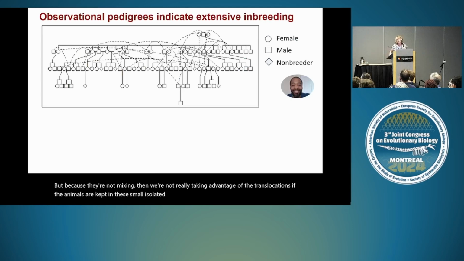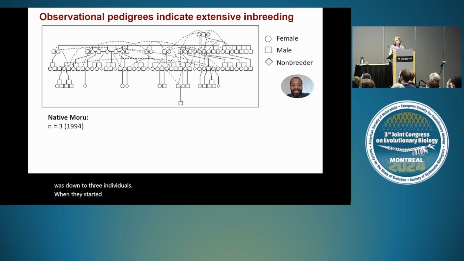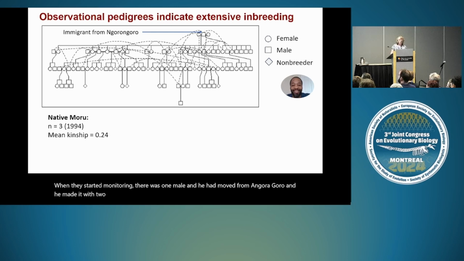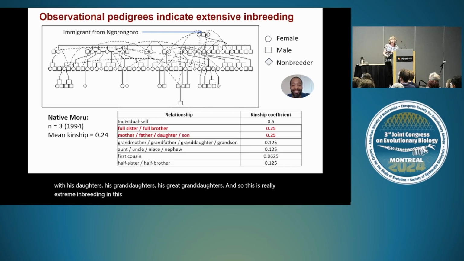The other thing we know about the consequences of this, so this is a population in Moru. This is a native population. It was down to 3 individuals when they started monitoring. There was 1 male, and he had moved from Ngorongoro, and he mated with 2 females. And what you can see is they're very highly inbred. He's bred with his daughters, his granddaughters, his great-granddaughters, and so this is really extreme inbreeding in this population. And so the mean kinship is about 0.24, so we know that there's been a lot of inbreeding.